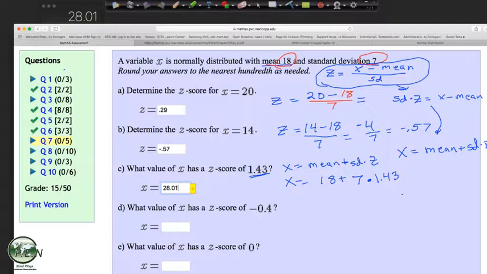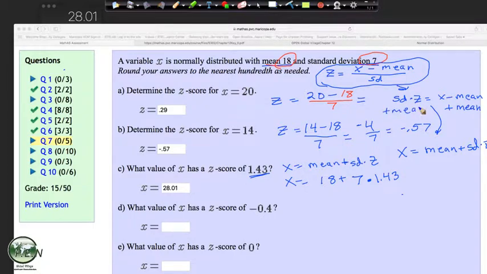I guess I missed something. So you start out with the SD times Z equals X minus mean. That's the formula. Okay, so how do I get from that? Because I know there's a Z on one side and an X on the other side. Okay, so what I did was I added the mean to both sides. Oh, okay, because that makes the mean go away. I forget algebra. So plus 18.